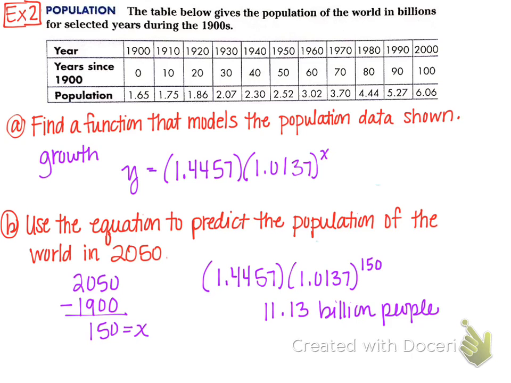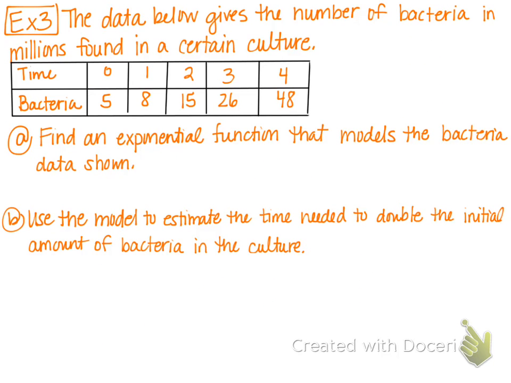Let's move on to example 3. Okay, in example 3 it says the data below gives the number of bacteria in millions found in a certain culture. So we have our time listed across the top and our bacteria numbers listed across the bottom. It says find an exponential function that models the bacteria data shown. So go to stat, put your time in L1, your bacteria in L2. Then take a look at your window and decide if we have growth or decay. Once you do this, you'll find that we have exponential growth.